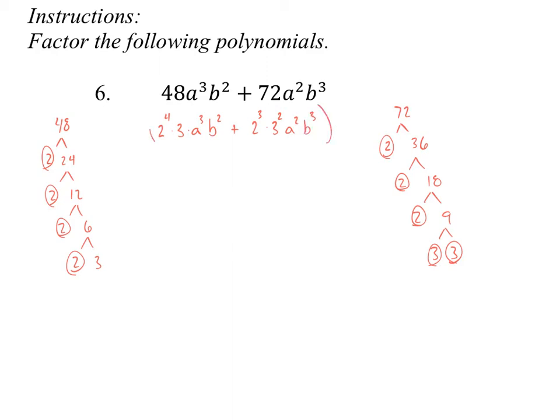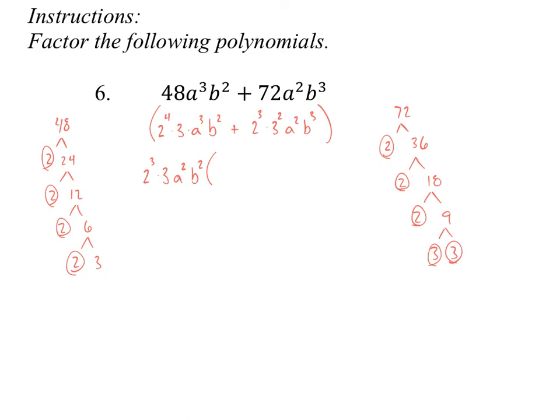Now I'm going to put those things in parentheses because remember our goal is to remove the things that those terms have in common. Our first term has 4 2's. 2 times 2 times 2 times 2. Our second term only has 3. So we can take a maximum of 3 2's out of both terms. So I'm going to write 2 to the 3rd. Each term also has at least a 3. So I can remove a 3. Each term has at least an a squared and at least a b squared.